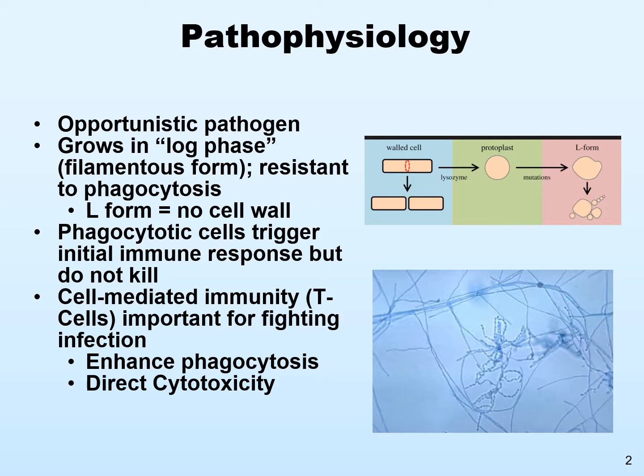Phagocytotic cells are important in killing the L phase, but they're not actually going to be doing the killing itself. Instead, they send triggers for the immune response. It's the cell-mediated immunity, which is mostly accomplished by T cells, which are actually important for the killing of the pathogen. These cells will enhance phagocytosis by phagocytes, and they're involved in direct cytotoxicity as well.